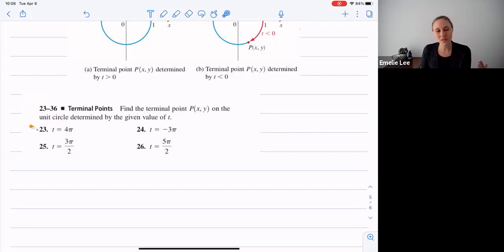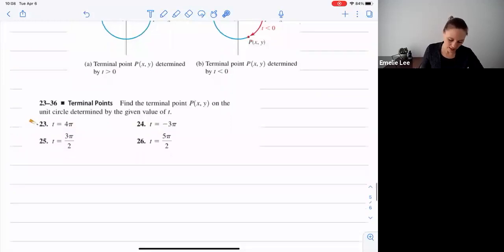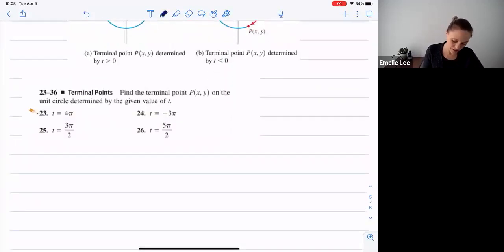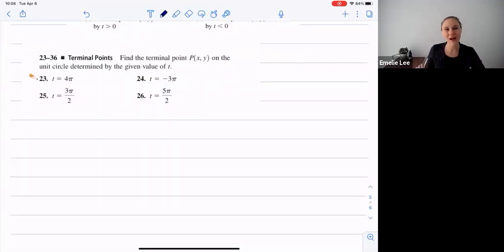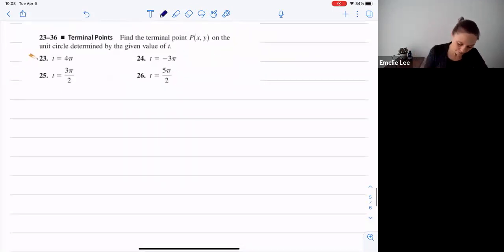But also, let's just keep in mind that t is later going to be an angle, and often an angle is denoted by a theta, a Greek letter theta. We'll hold off on that for a little bit, but that's why t and theta are the same. So t is the distance around the circle. Okay, great. We know that the full distance around the circle is 2 pi, and so we're going to use that to figure out where each of these points end up.